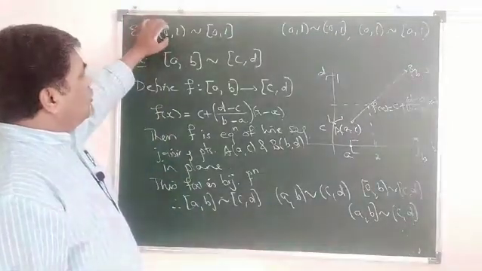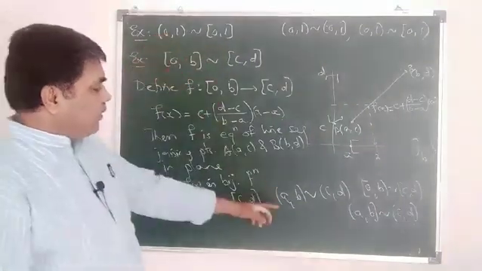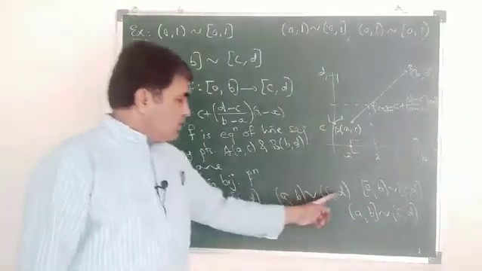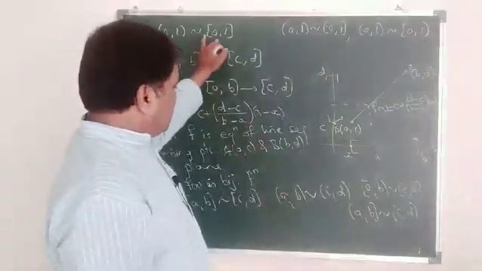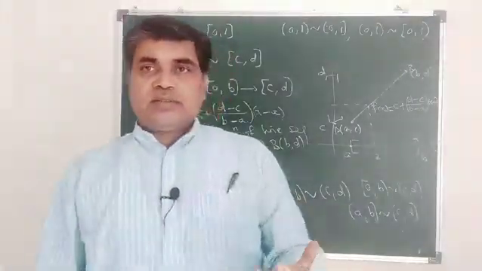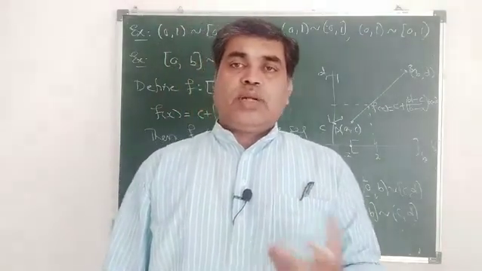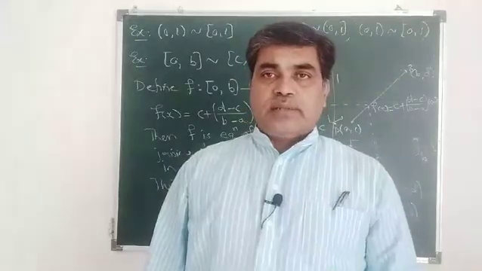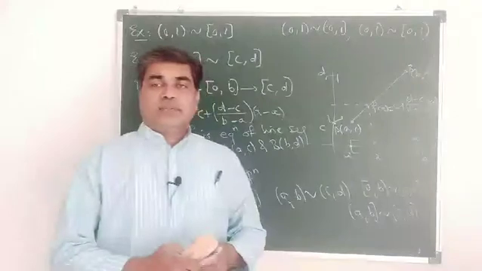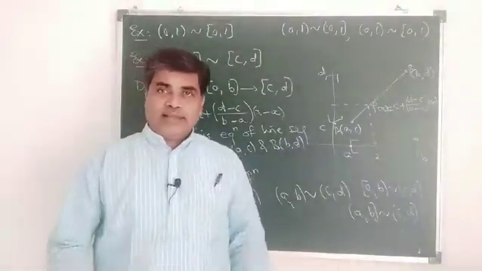So the open interval (0,1) is equivalent to the closed interval [0,1], and the open interval (0,1) is equivalent to the open interval (a,b) by this. Is it clear? So I can show that any two bounded intervals are equivalent. Now what about unbounded intervals and bounded intervals? So try to check whether the open interval (0,1) is equivalent to the whole real line.